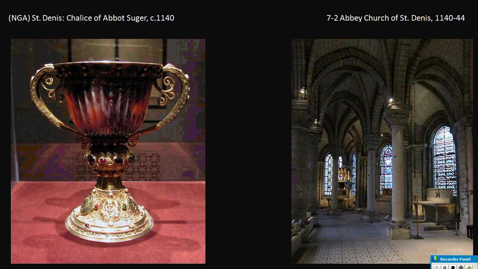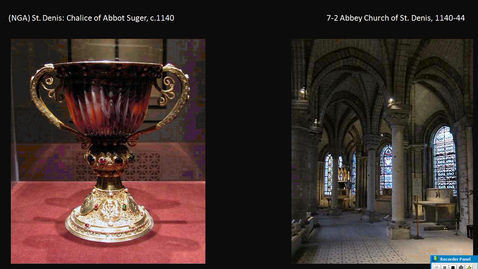Now, in his writings, Suger describes the objects that he has in his church as well. Not only does he talk about the rebuilding, but he also talks about the things he has in the treasury, various other elements as well. And he describes this thing, which is down at the National Gallery. He tells us this is part of the stuff that he has in the 1140s.